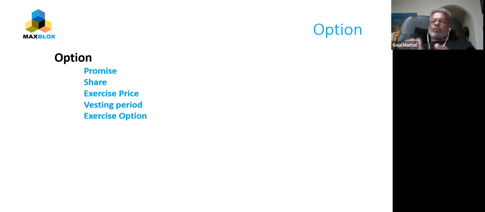So theoretically, you can exercise these options every time a bit of the options vest, and you can keep exercising. That is a typical startup vesting process: 4 years, 1 year cliff, and monthly vesting for the other 3 years. That's a reasonable engagement everybody has agreed to, very conventional now, okay? Does it make sense?